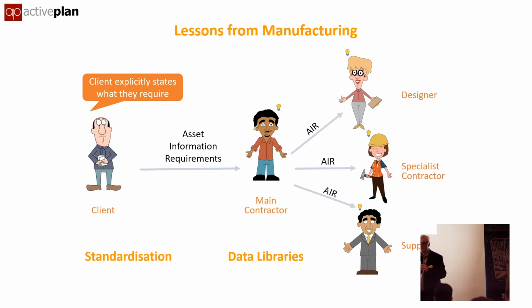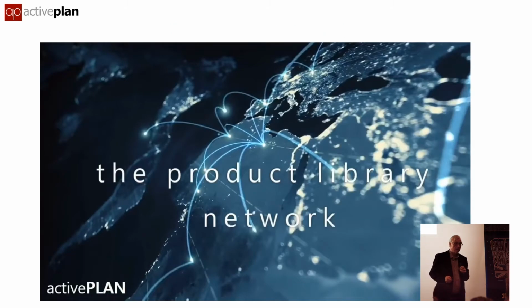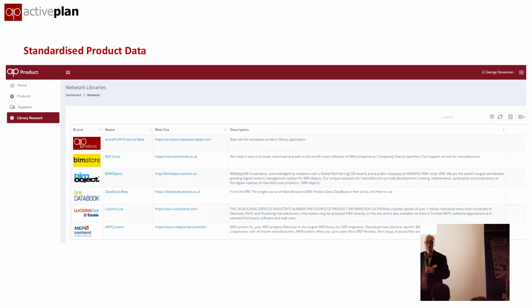And part of that is a product library network. That's one of the elements that we've integrated with 3D Repo, which you'll see in a moment. The product library network is really a content management system. So what it allows you to do is hold information in a standardized format, but draw it from manufacturer's information, from different product libraries like BIM Store and BIM Object, and you can hold them in a standardized reusable form.